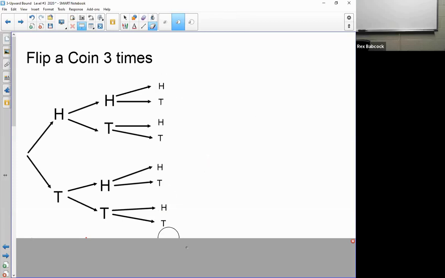I can list them by roster. If I wanted to list this by roster, I could say, I could have heads, heads, heads, comma. I could have heads, heads, tails, comma. Now, next week, we'll look at some larger sample space, but let's start with the easy one here. It only has 8 outcomes, and I can see them all.